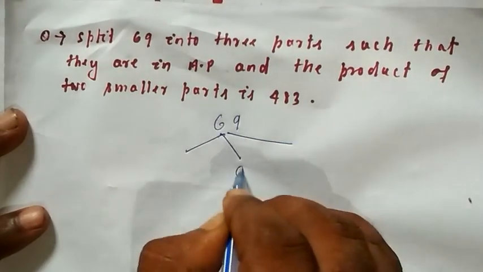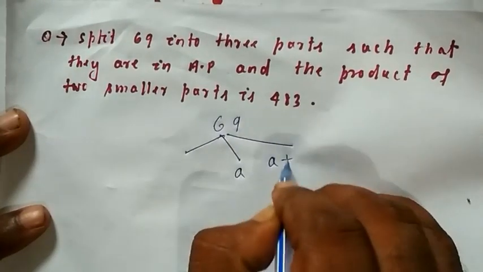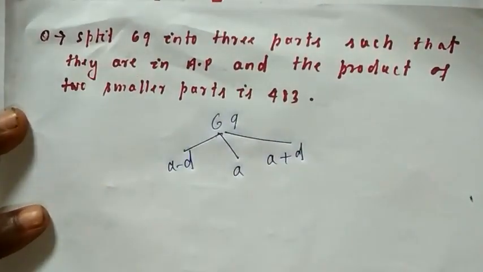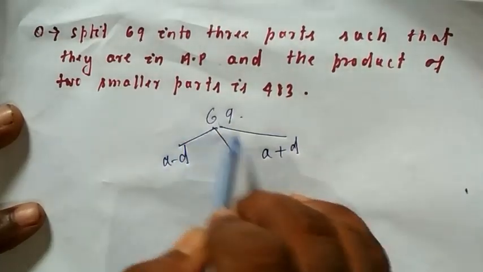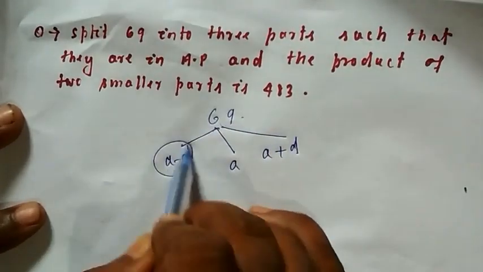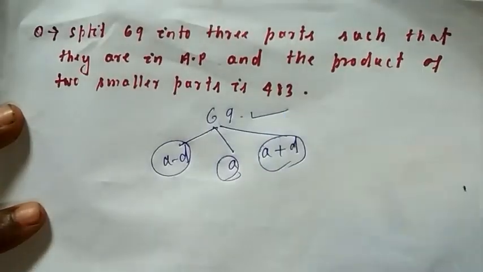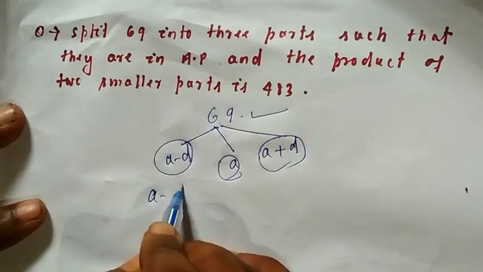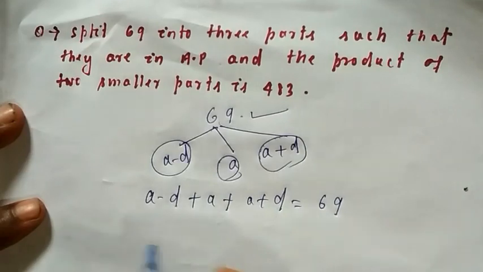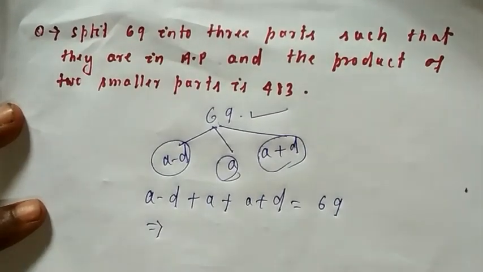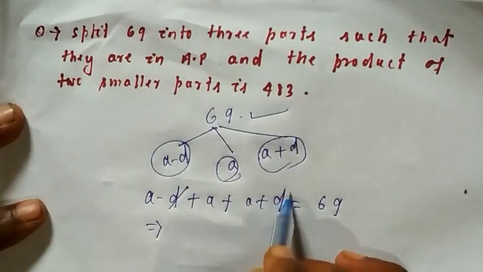Which 3 numbers? A minus D, A, A plus D. You will take these 3 numbers. I will divide 69 into 3 parts. If I add these 3 numbers, I will get 69. That means A minus D plus A plus A plus D, if we add, I will get 69.